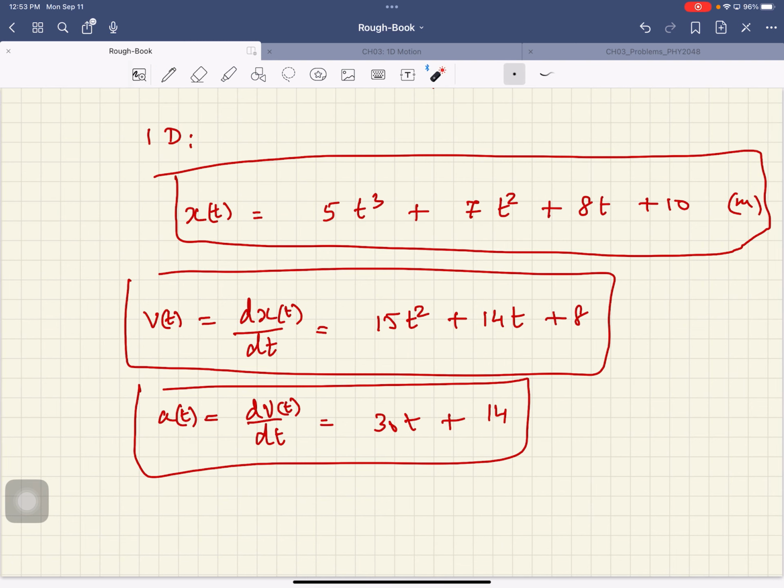So your position as a function of time was 5t cubed. When you take the derivative of that, you get 3t squared. 3 times 5 is 15t squared. Then you take the derivative of the second term. What is the derivative of t squared? 2t. 2 times 7 is 14t. What is the derivative of t? 1. So that's 8. Again, you take the derivative of this. The derivative of t squared is 2t. 2 times 15 is 30t. The derivative of t is 1. So there's the 14.